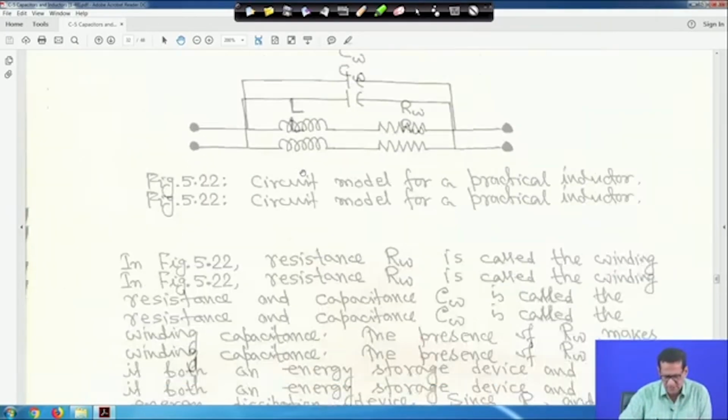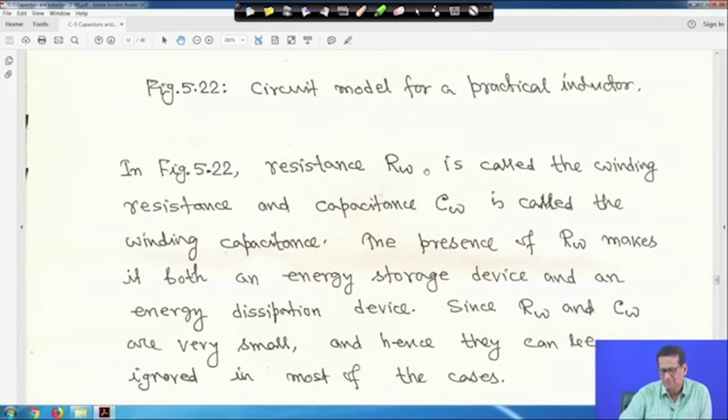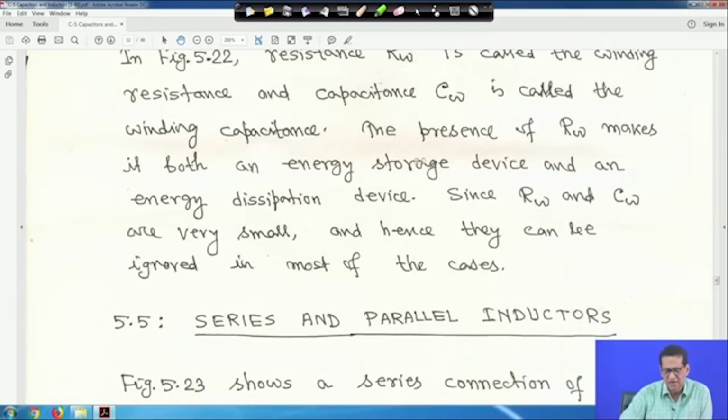So, in figure 22 that I told you, Rw is called the winding resistance and Cw is called the winding capacitance, right. The presence of Rw makes it both an energy storage device and an energy dissipation device, because the inductor can store energy, and it can be dissipated in the form of heat in the resistor. Since Rw and Cw are very small, they can be ignored in most cases. So, we will ignore that.